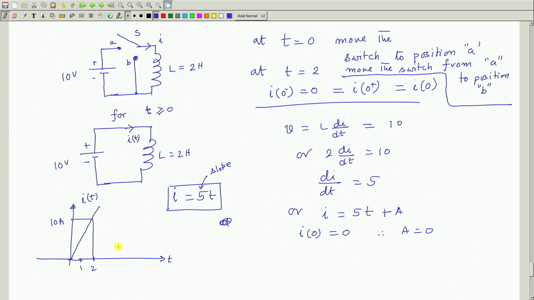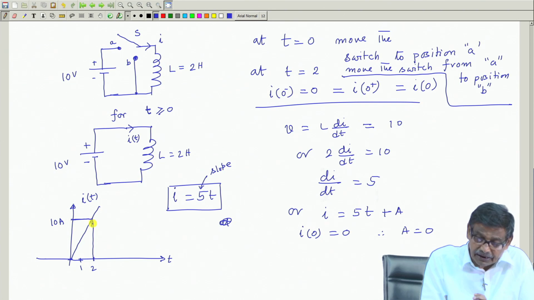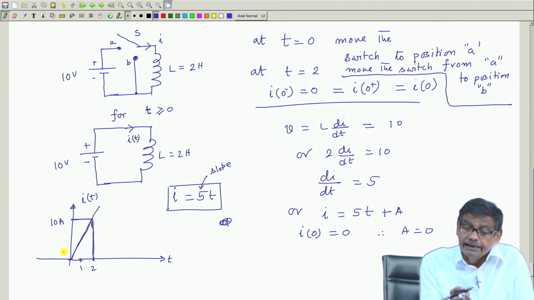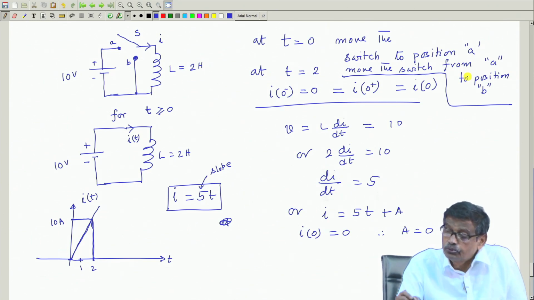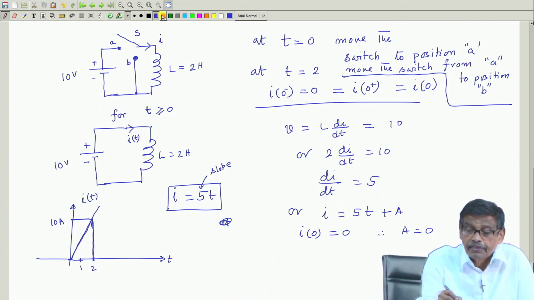Why this 2 second was chosen? Most probably it was the rated current of the inductor. I will not allow under any circumstances to pass a current which is greater than 10 ampere, that is why perhaps this 2 second has been chosen. Anyway, you do not bother about that. At t equal to 2 second, current through the inductor will be 10. And after that, at t equal to 2 second, I move the switch from position A to position B.